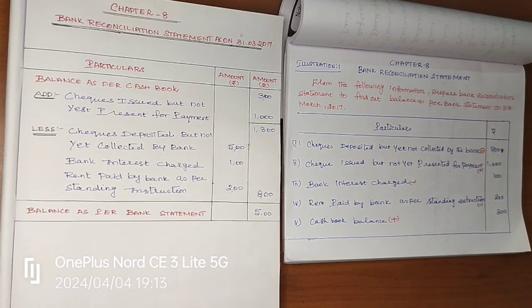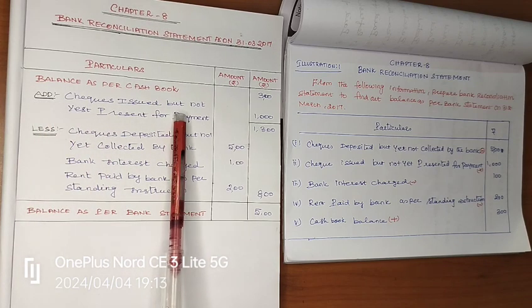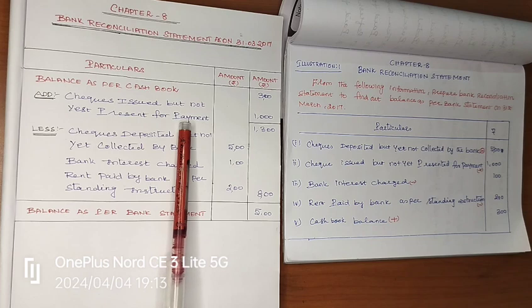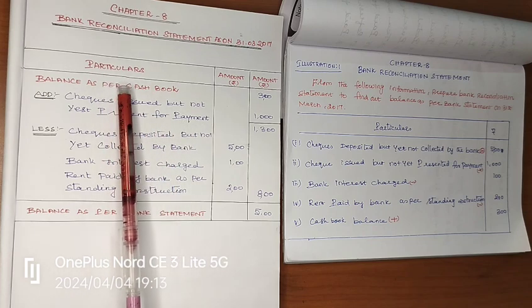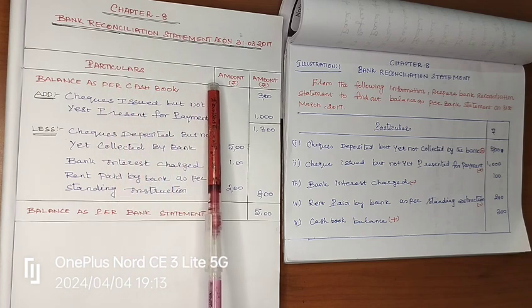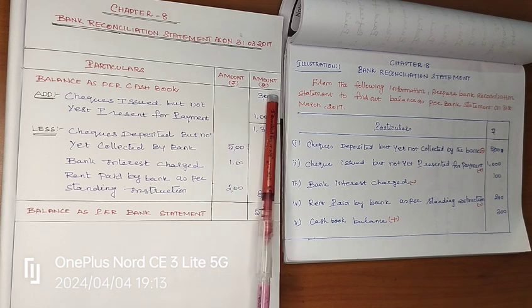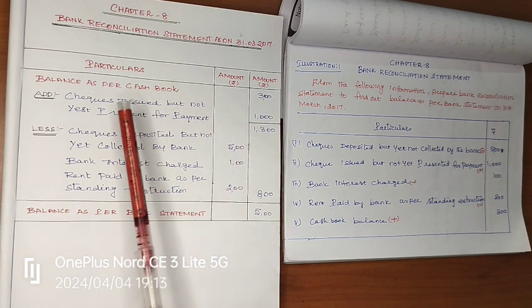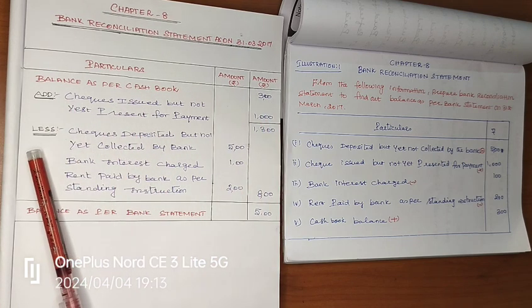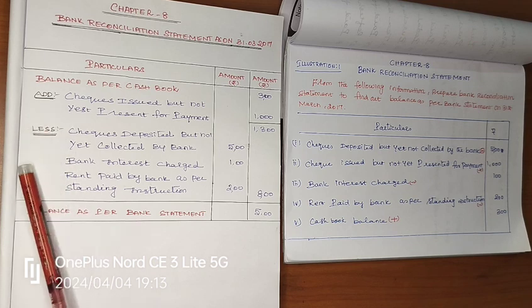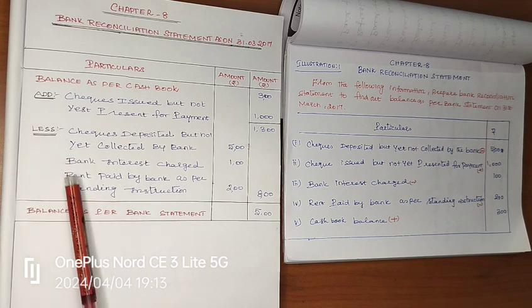Before we prepare the bank reconciliation statement, we need to prepare its format. It is very simple. A particular column is there and two amount columns are there, the inner amount column and the outer amount column. And we have to add and subtract for the given transaction. Listen carefully. We have to add and subtract the given transactions as per the asset and liability concept. Are you clear? Okay. Listen.